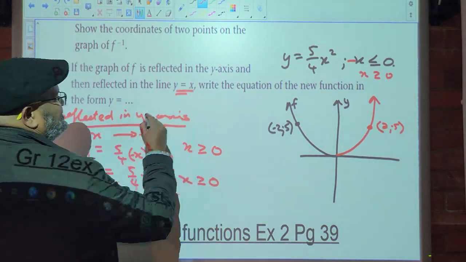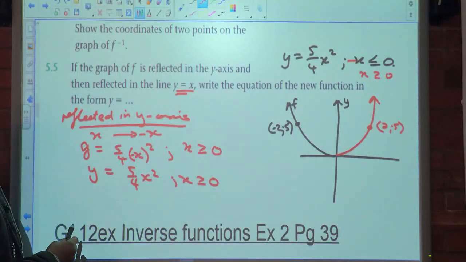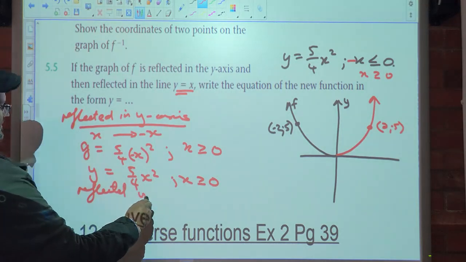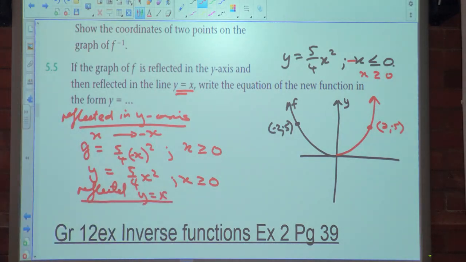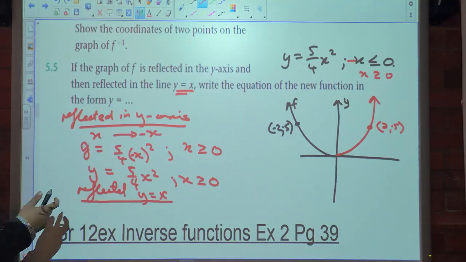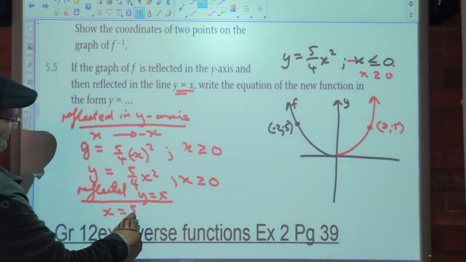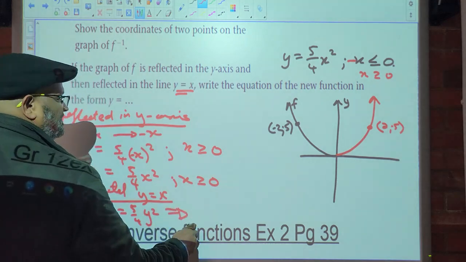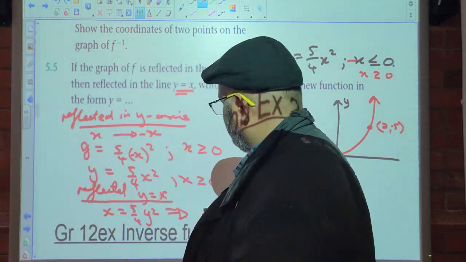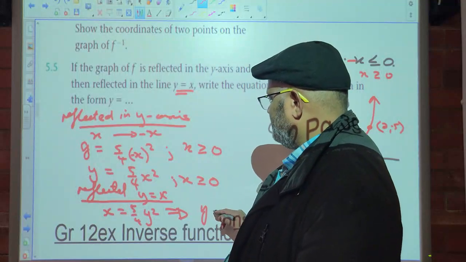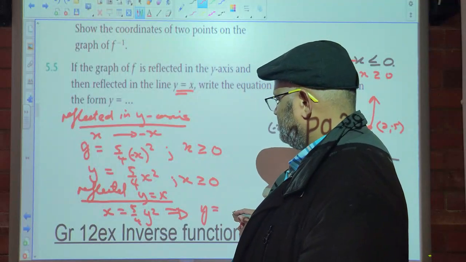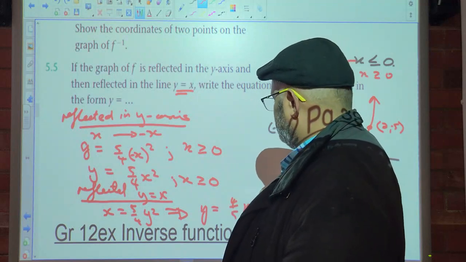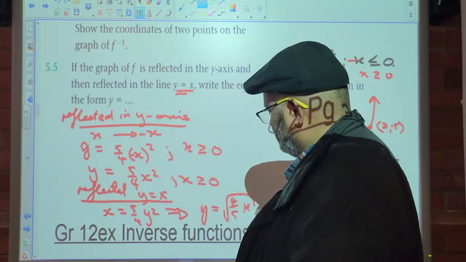Then reflected in the line y is equal to x. People, something reflected in the line y is equal to x, what happens? This is actually your inverse function. Not so? So that is simple, that it becomes x is equal to 5 over 4y squared. And that we worked out already. That's going to give us y is equal to the square root of 4 over 5 x, the square root thereof. Okay, good.